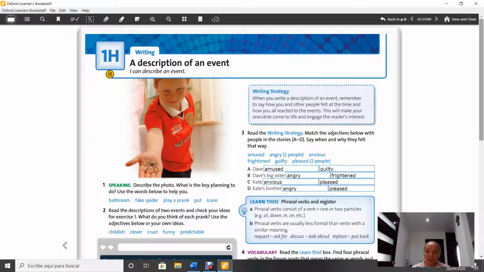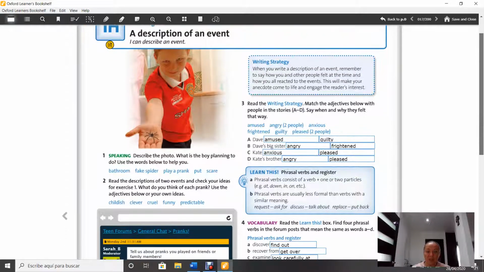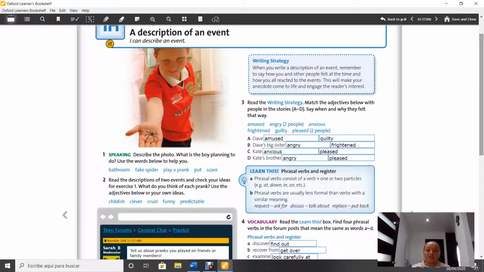Now, please, let's go to Unit 1H on your student's book, and we have a picture here. You have a boy with a spider in his right hand. What do you think he's going to do? What do you think the boy is planning to do with this spider? For example, you have some words that could help you to make your sentence. Bathroom, fake spider. What's the meaning of fake spider? Una araña de mentiras, okay? Play a prank, or put and scare.